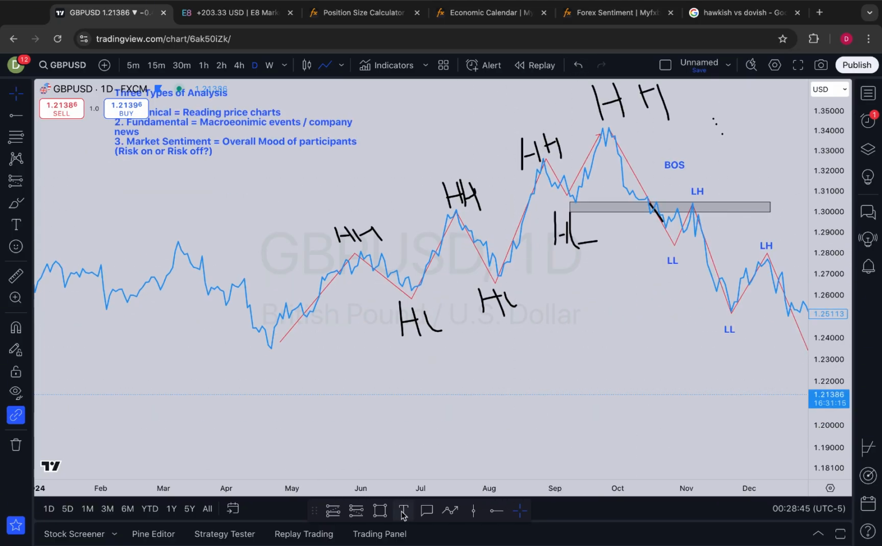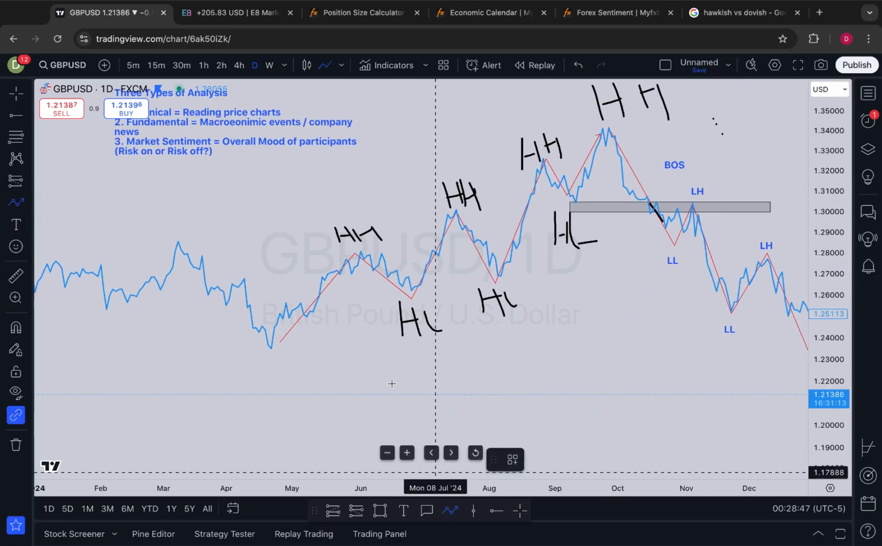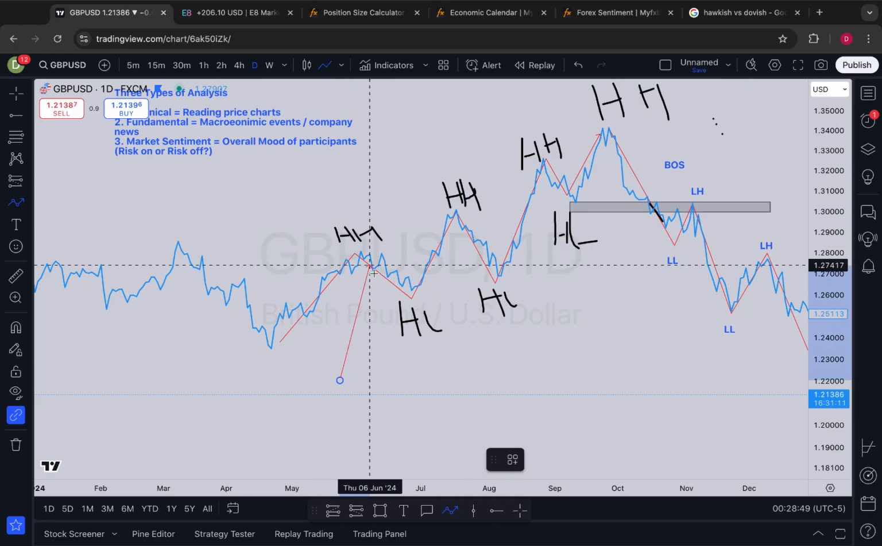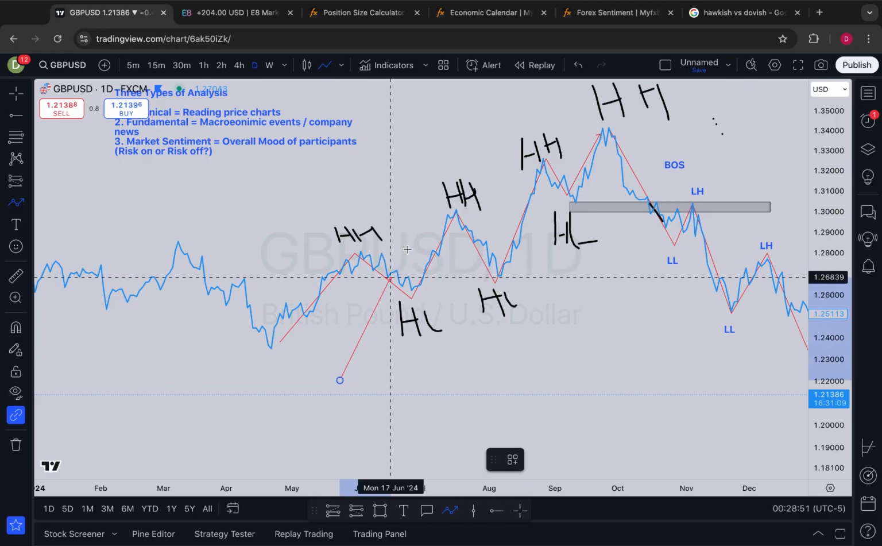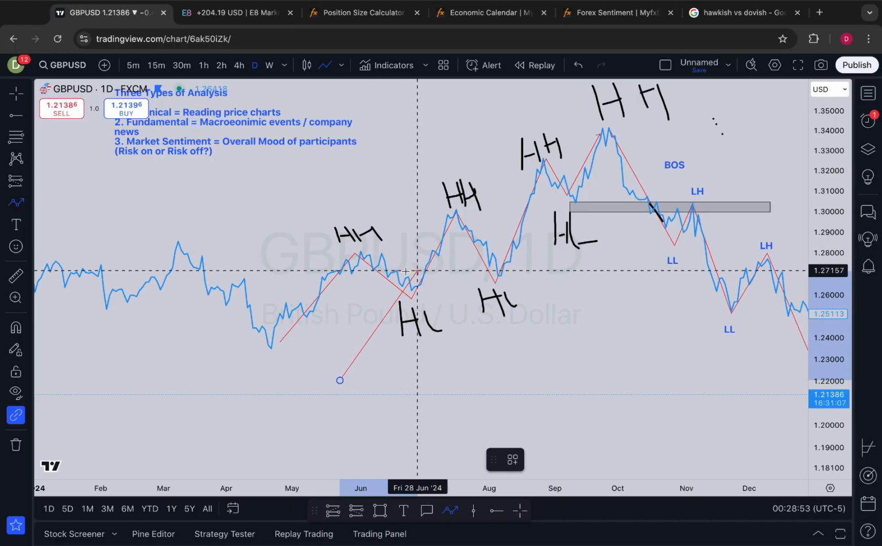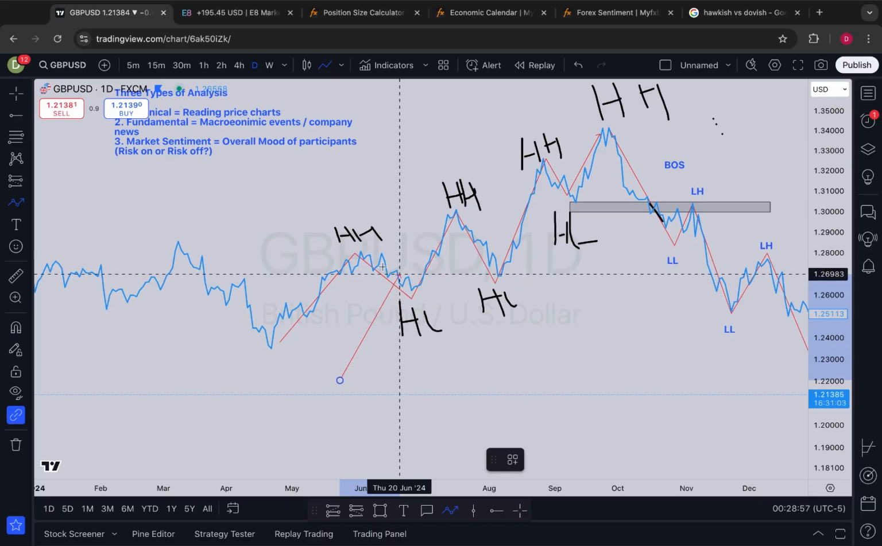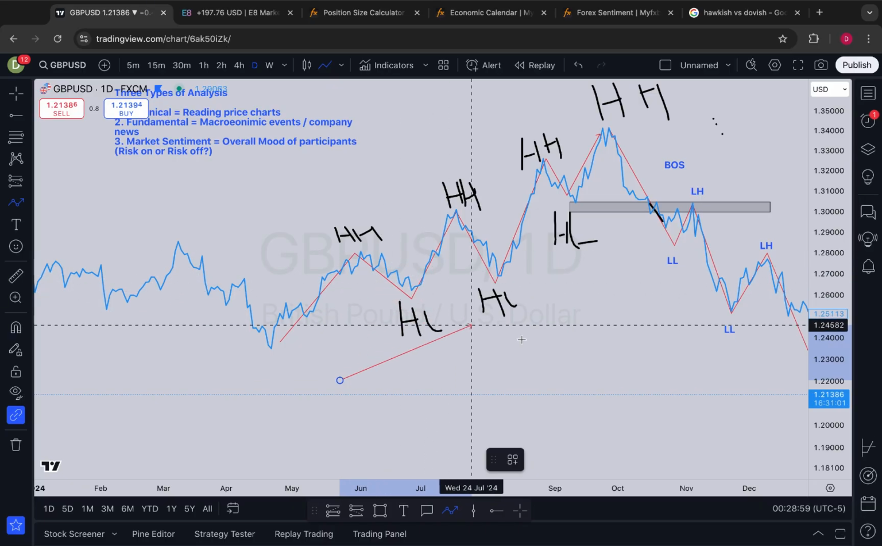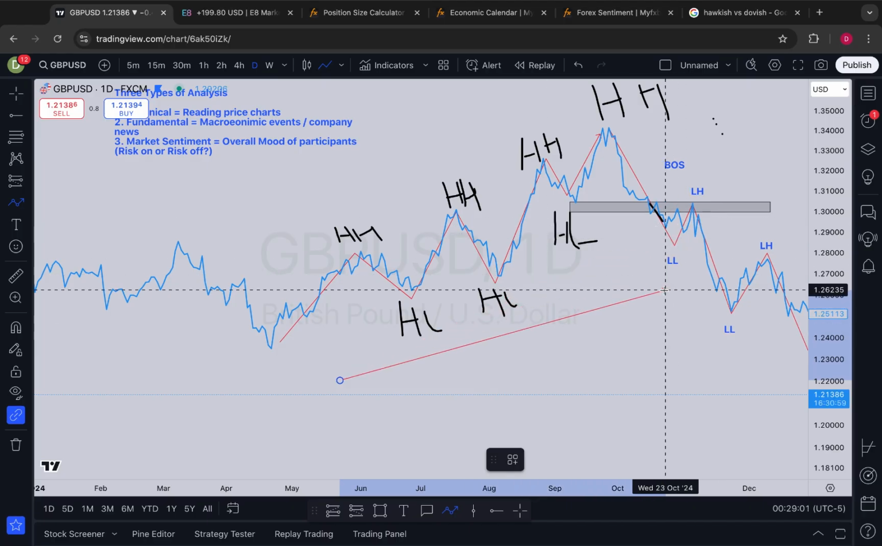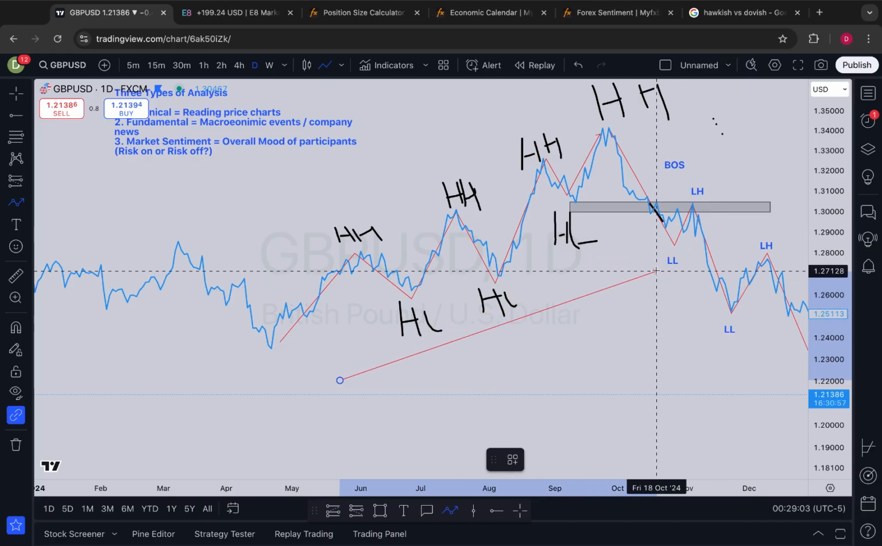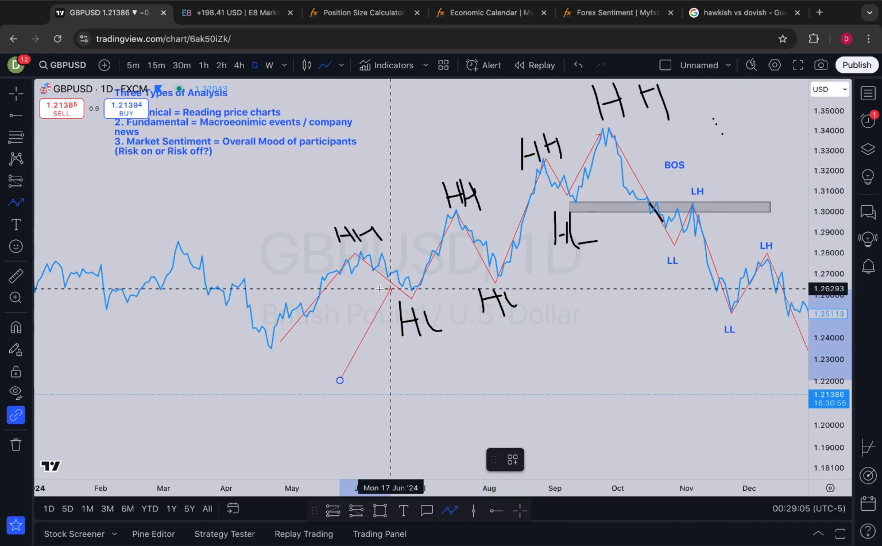These little moves in between right here that I wanted to showcase are called retracements. Yeah, these are called retracements. So let me just draw that right there.